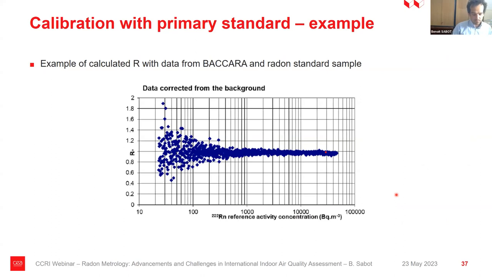Typically, what we were doing is preparing a standard of 50 kilobecquerel of radon-222, and the Baccarat chamber was 1 cubic meter. So in fact, we are starting with roughly 50 kilobecquerel per cubic meter of radon. And we follow the decay during 1 month or more inside the chamber. So we can at any time calculate the activity compared to the response of the device and obtain such a calibration curve. So this technique is very useful.